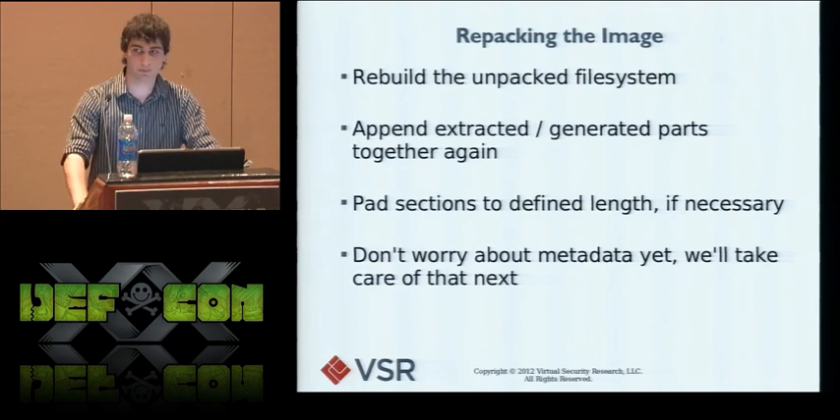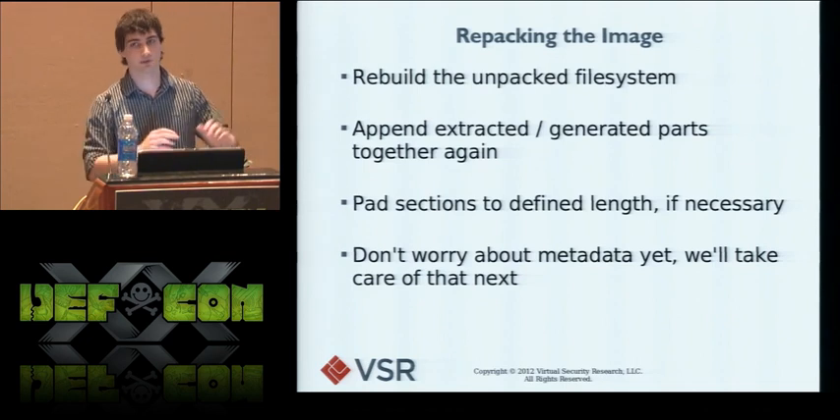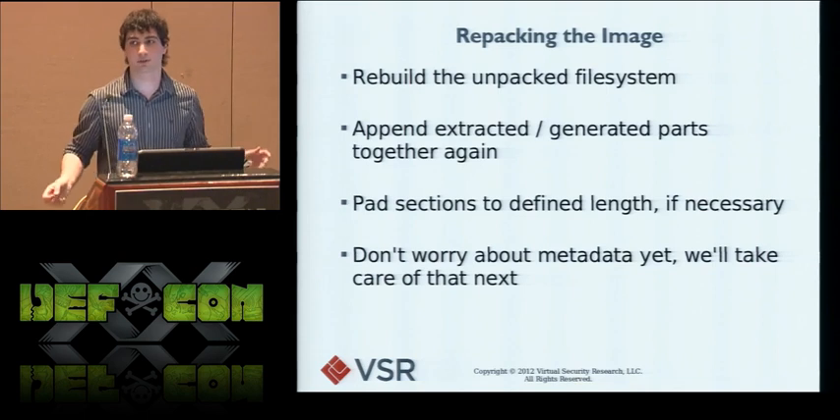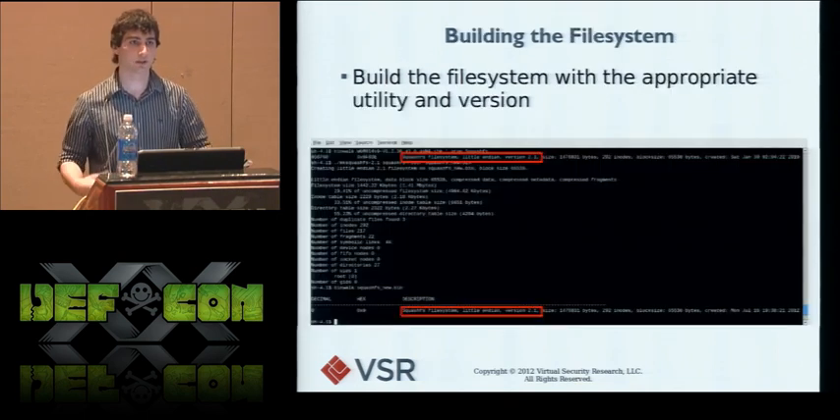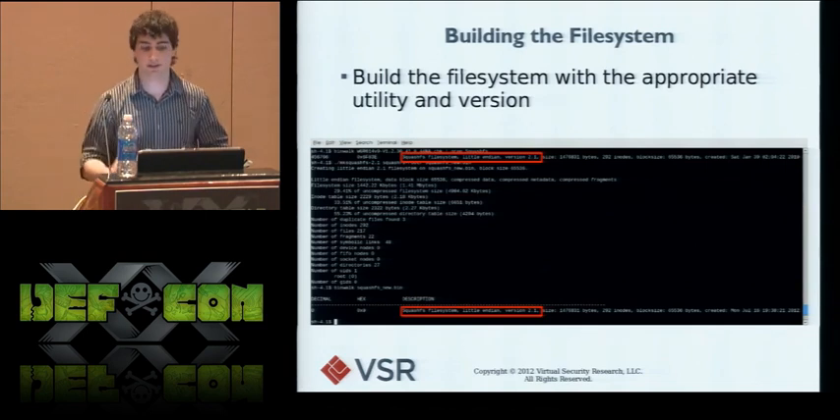Bringing it to the next step, repacking the image. So we have a router image. We were able to extract everything that we wanted, unpack the file system, and deploy our payload. How are we going to put it all back together? It's fairly simple. Just rebuild the file system in the opposite way that you unpacked it. Append the extracted and generated parts back together again. Pad any sections to defined lengths if necessary.